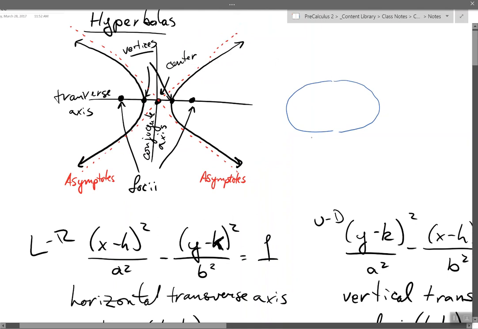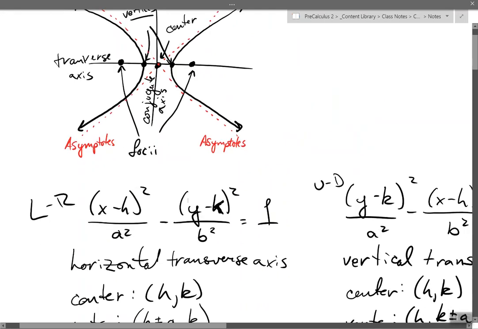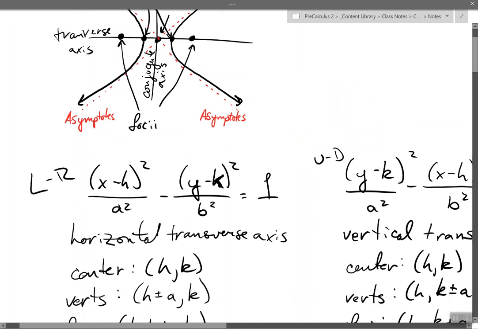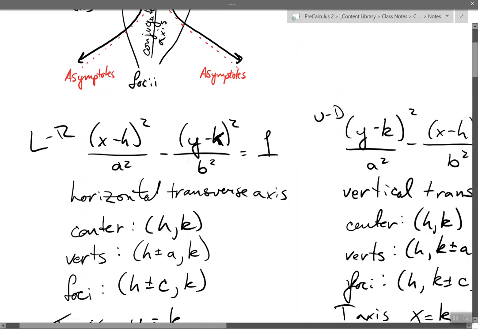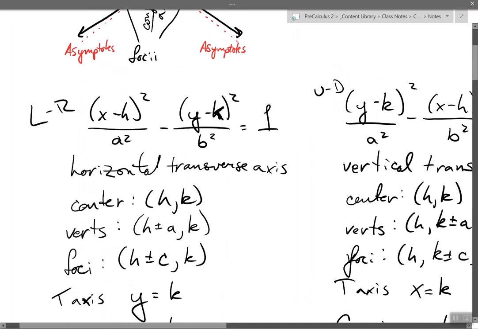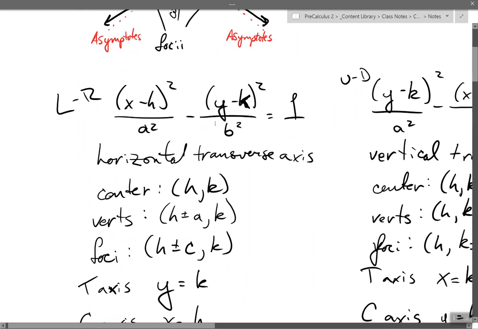So sort of rotating this by 180 degrees each piece, and then we get something that looks like this. So that's what the subtraction does for us, it turns that ellipse outward. So instead of opening towards each other, they're opening away from each other. Okay, so here we have all of the information for left and right oriented hyperbola.